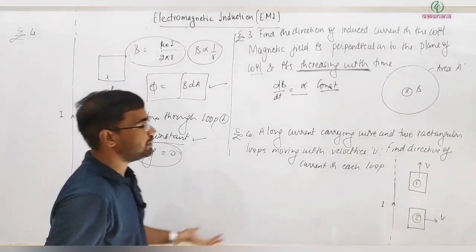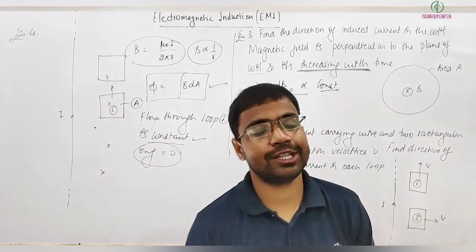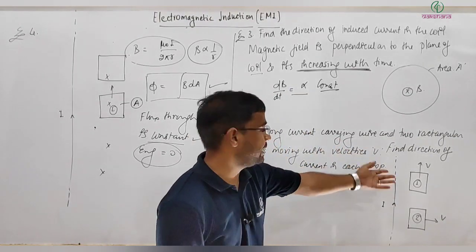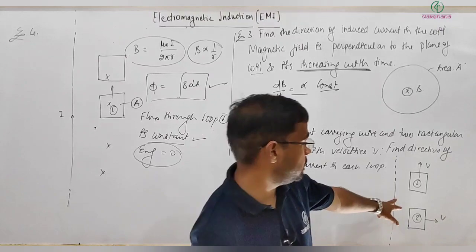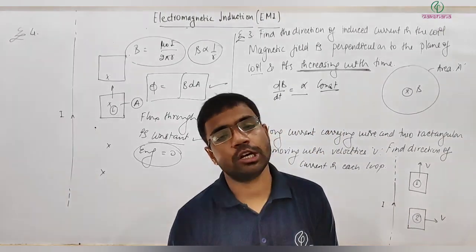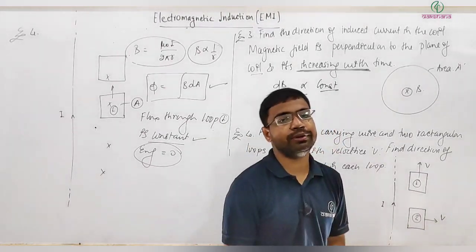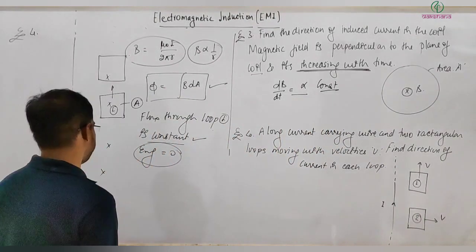And if EMF is 0, there will be no current, so we need not comment on the direction of current. In this situation, flux is there, but it's not changing, and that's why the induced EMF or current in the coil will be 0. So this is about part 1. Next.